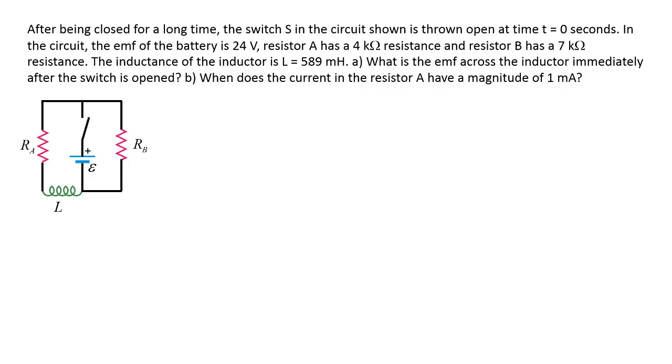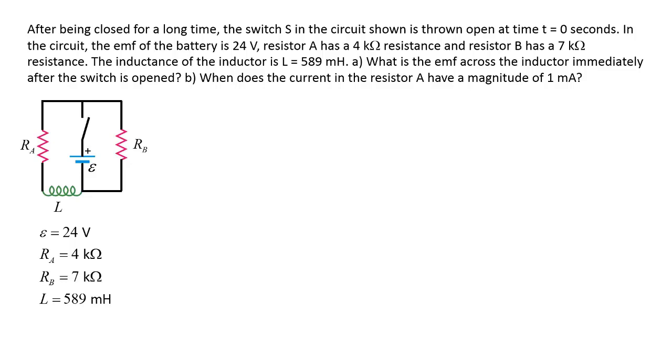In the first part of the problem, you need to find the EMF across the inductor immediately after the switch is opened, and in the second part, you need to find the time at which the current in resistor A has a magnitude of 1 milliamp. Let's write down what the problem gives us first. We have the EMF of the battery as 24 volts, the resistance of resistor A of 4 kilo ohms and the resistance of resistor B 7 kilo ohms, and the inductance of the inductor 589 millihenry.